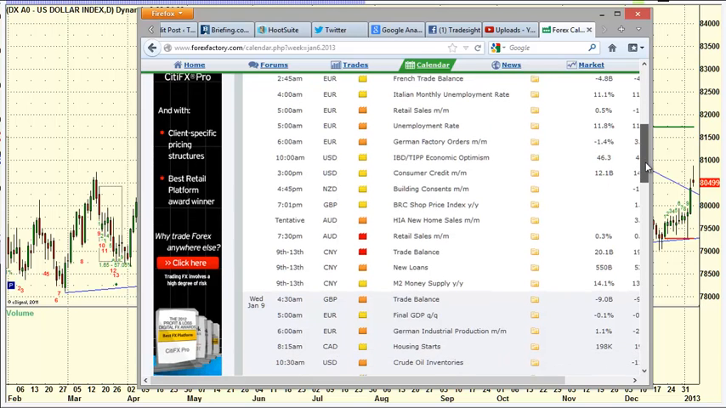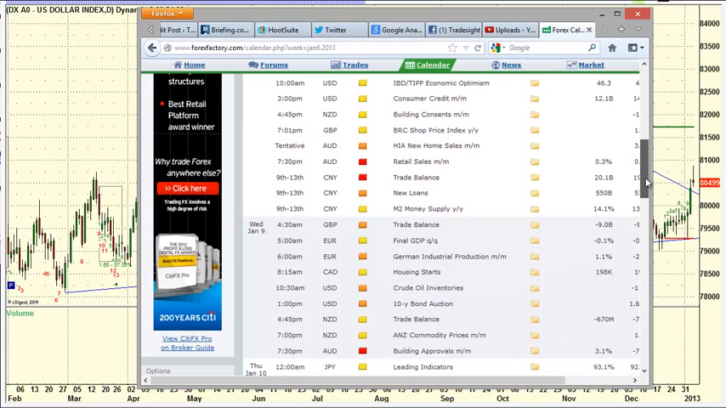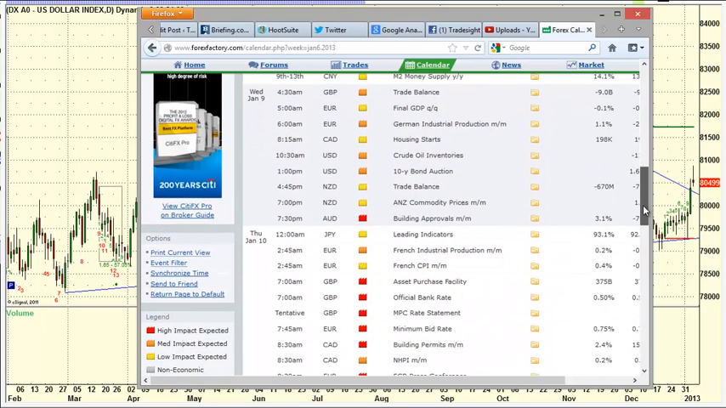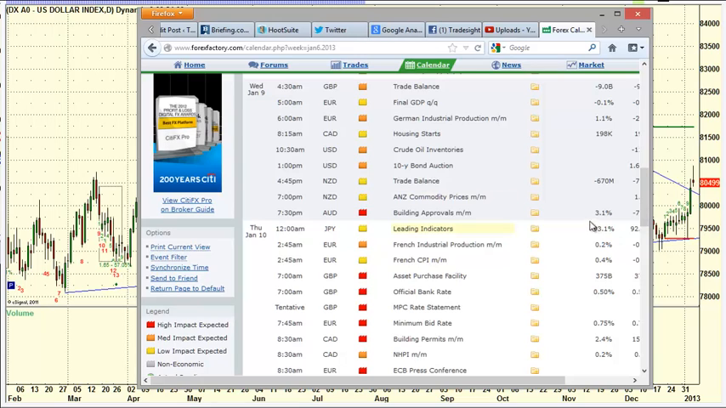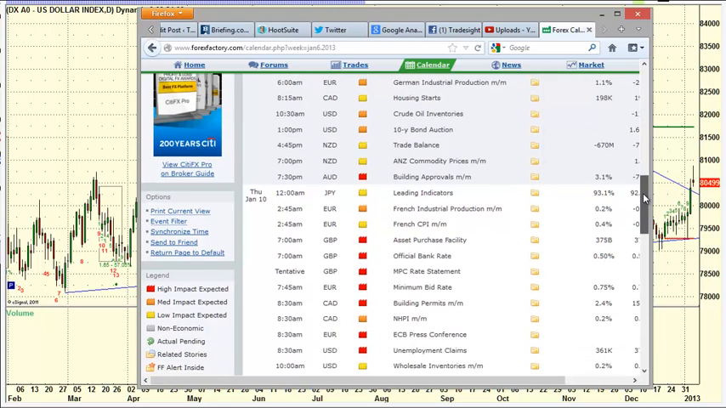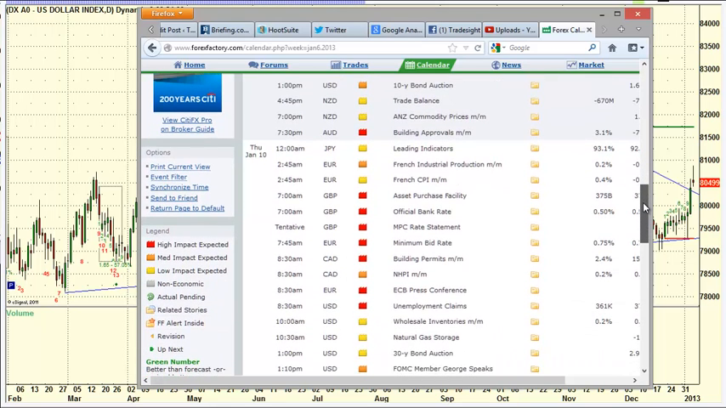Not a big deal. Building consents out of New Zealand that night. New home sales and retail sales out of Australia. China's got trade balance, new loans, and money supply, but there's no specific time for those releases. They're just generally coming out during the week. Trade balance out of the U.K. at 4:30 a.m. Eastern time on Wednesday morning, and the final GDP for Q3, that's Q3, not Q4, out of Europe at 5 a.m. Eastern time. Again, not a big deal. German industrial production. U.S. 10-year bond auction is on Wednesday, and the crude oil data comes out on Wednesday as well. Trade balance out of New Zealand Wednesday night.